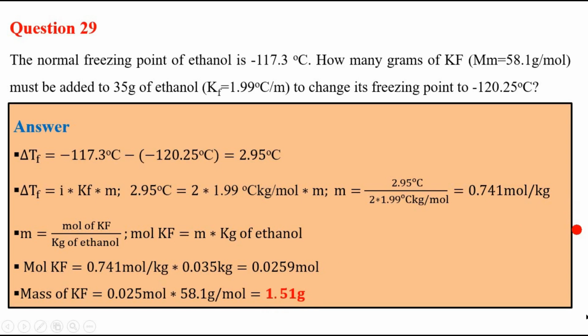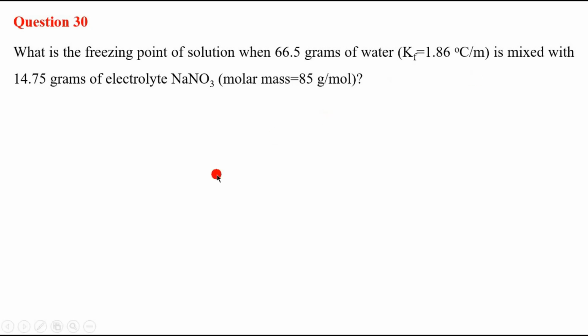So let's move to the last question. The last question is question 30. That is the question that we close. There's a question and the answer on the colligative properties of the solution. Question 30 is saying, what is the freezing point of solution when 66.5 gram of water, the Kf was given, is mixed with 14.75 gram of electrolyte sodium nitrate. Here we have electrolyte. Of course, electrolyte is having two ions, sodium 1 and the nitrate.